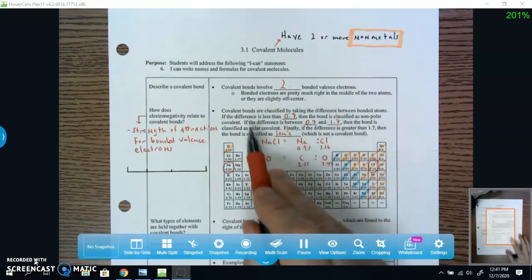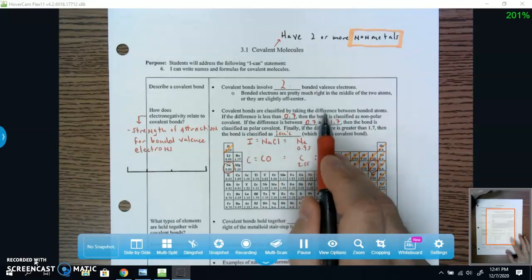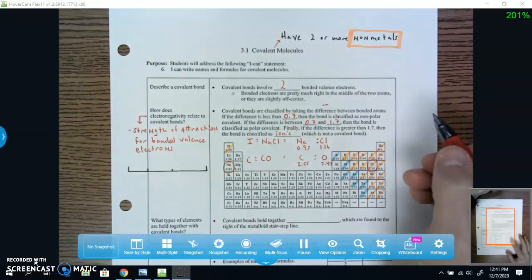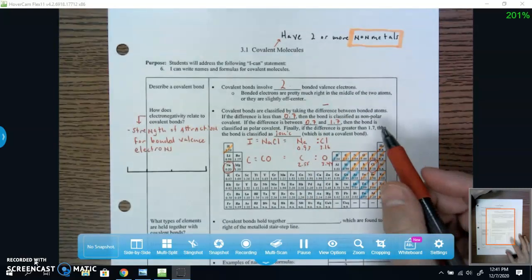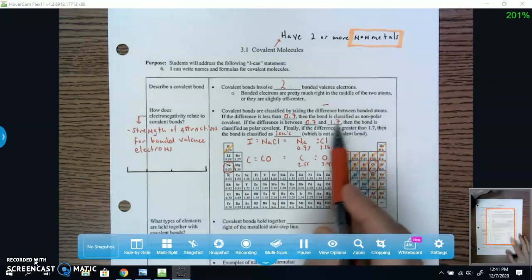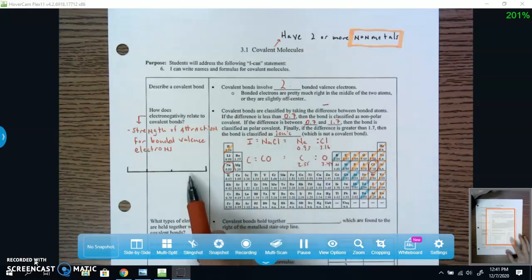Now that's a whole lot right there, so let's summarize this. The first thing that we need to understand is this word difference. What does the word difference mean mathematically? Difference means you subtract. So what you can do is take the difference between the bonded atoms, which we're going to do in a second, and plot it on a scale that we're going to recreate right down here in the lower left-hand corner.